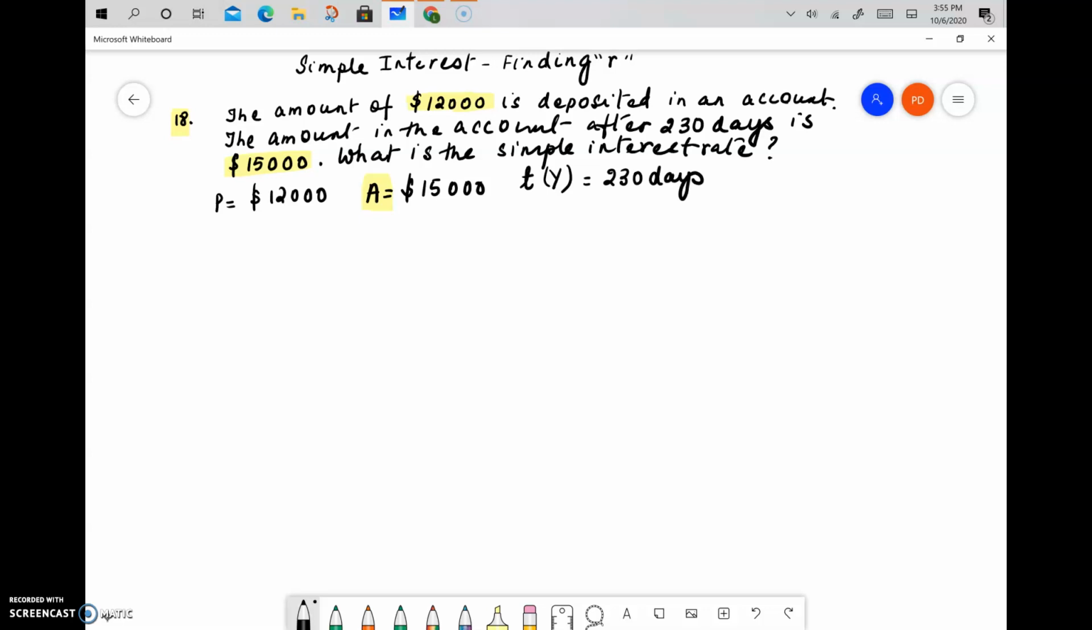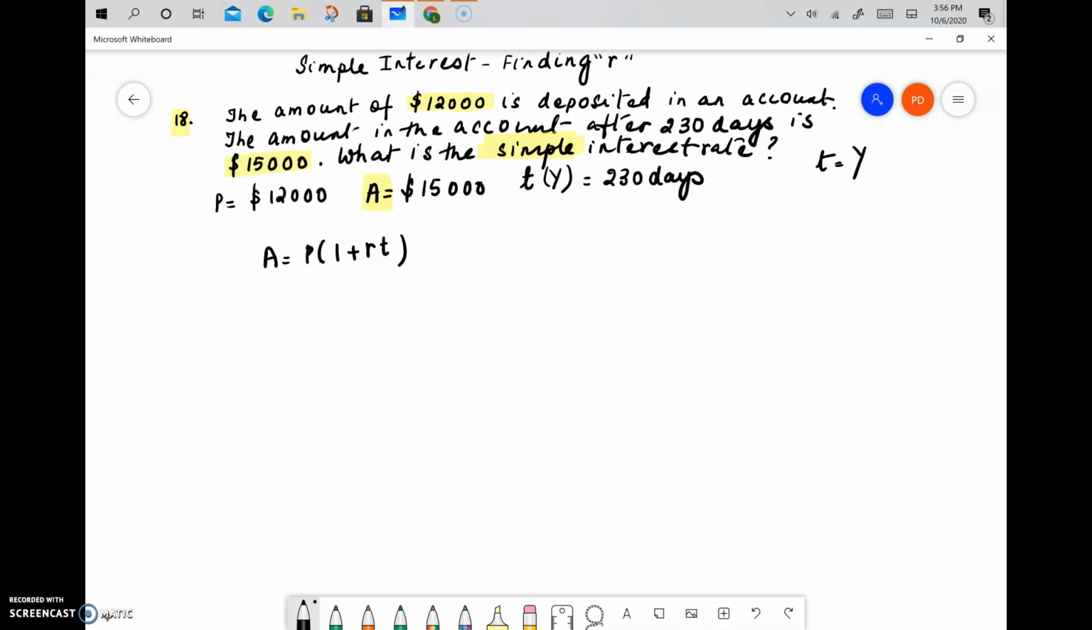What we don't know here is the rate, but before that, we need to know what kind of interest it is. And clearly it says simple. The minute you see the word simple interest, you know which formula to apply. So the formula is A equals P times 1 plus R times T. Remember, T or Y, depending on which textbook you use.